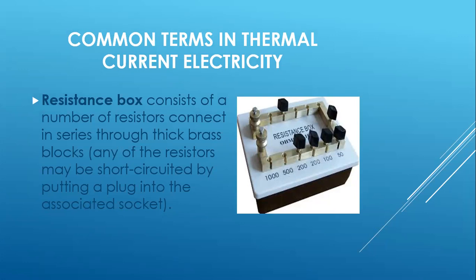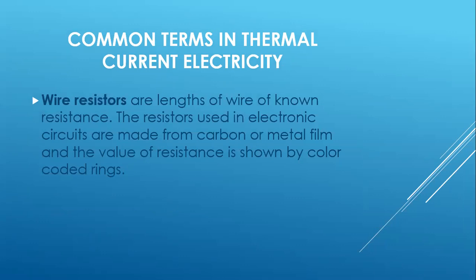So that's how a resistance box looks like. There are resistors of various values that can be plugged in, and you can observe how they work in this resistance box. Wire resistors are lengths of wire of high resistance. The resistors used in electronic circuits are made from carbon or metal film, and the value of the resistance is shown by color-coded bands. You can observe them in various electrical appliances.